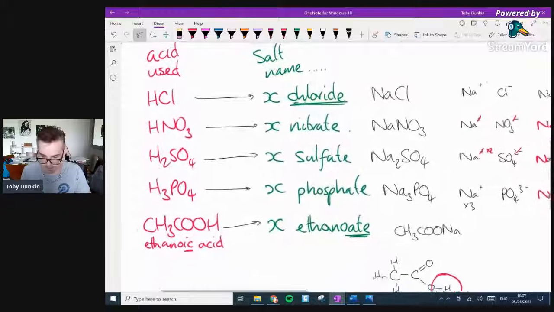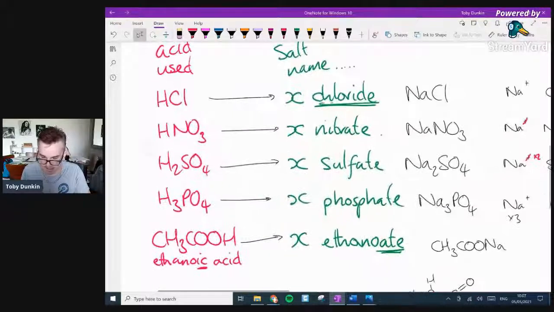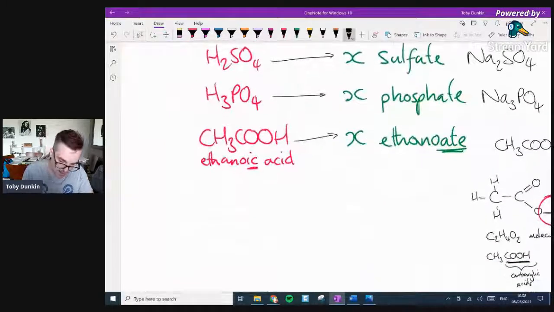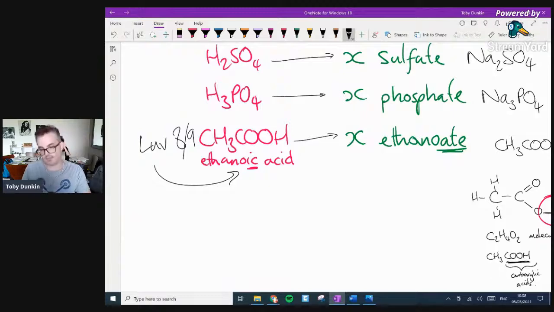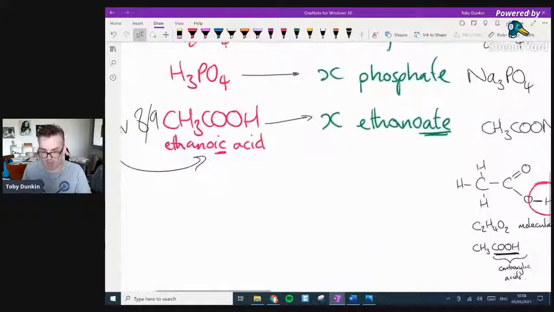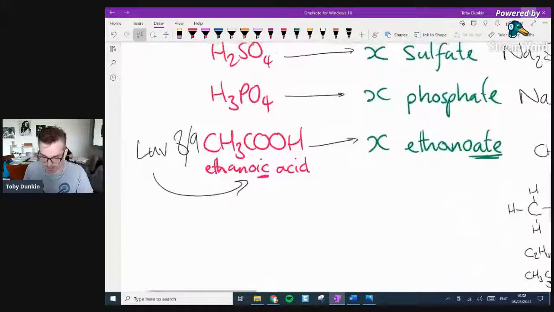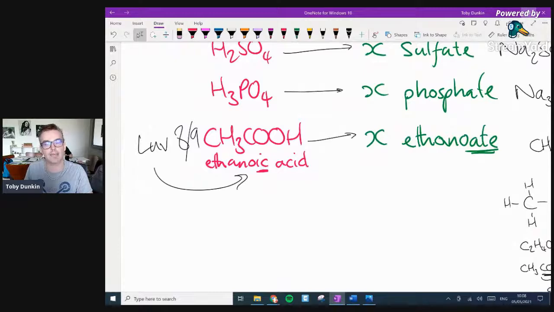Now, all of these come up at GCSE a lot, these naming salts. Can I just point out, there is a level 8-9 here, guys. Level 8-9 is this guy. It's knowing that ethanoic acid becomes an ethanoate. It's the complication in the name that gives it the really high level. Can't really tell you why. You learn the names of something, but it's a level 8-9. Very few people tend to get it.